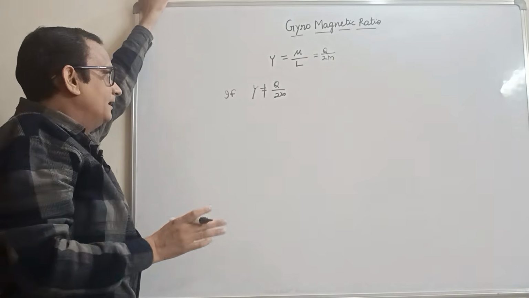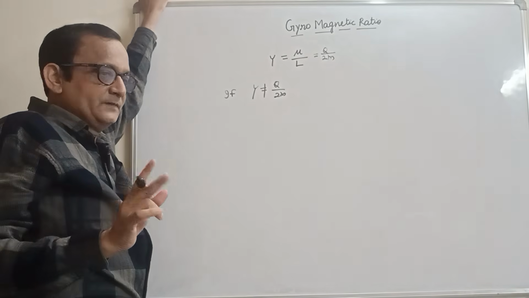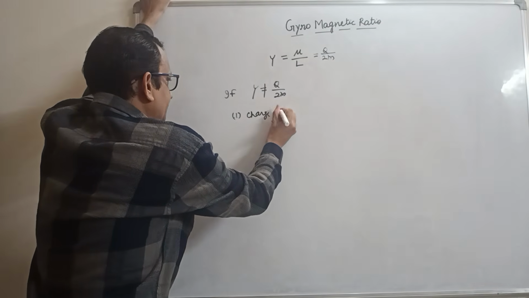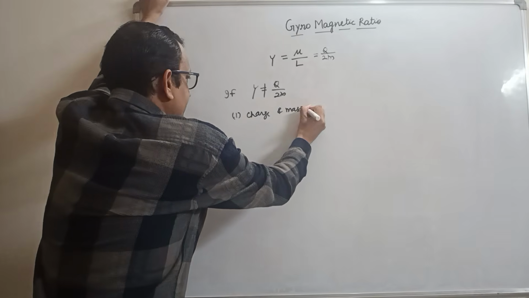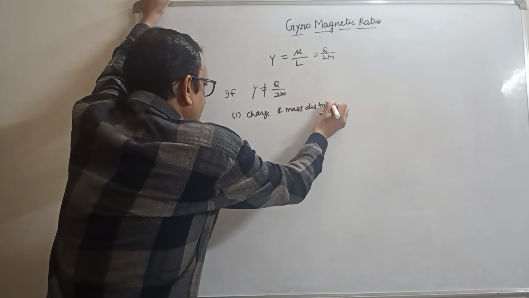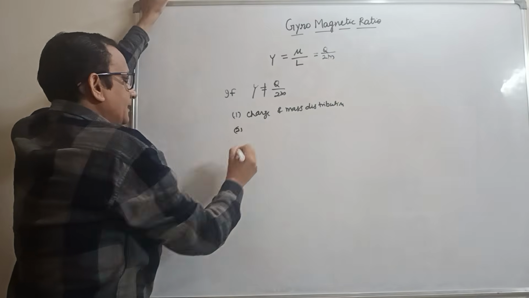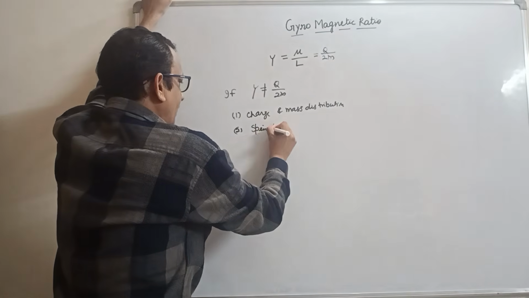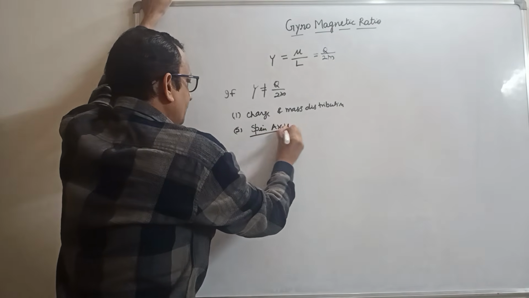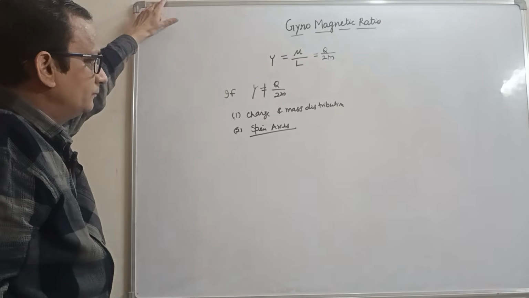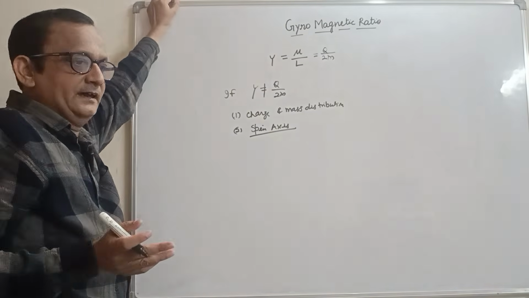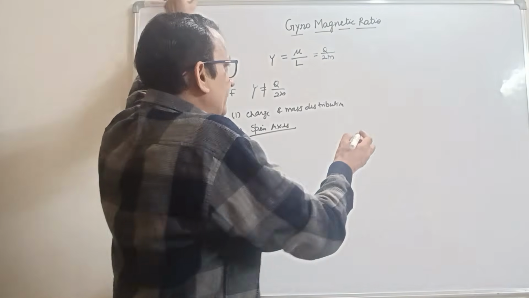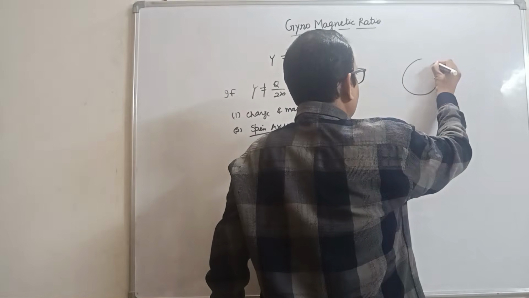So let us discuss two conditions here. First is the charge and mass distribution, and second is spinning about the axis, the spin axis. Which axis is responsible for spinning? Let us consider an electron revolving around the nucleus. So we take a case here.